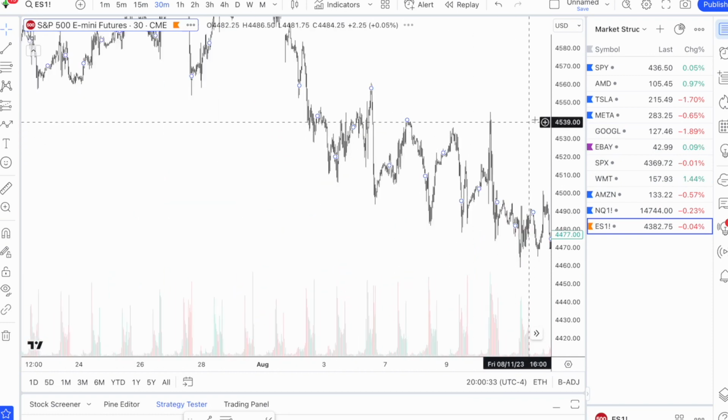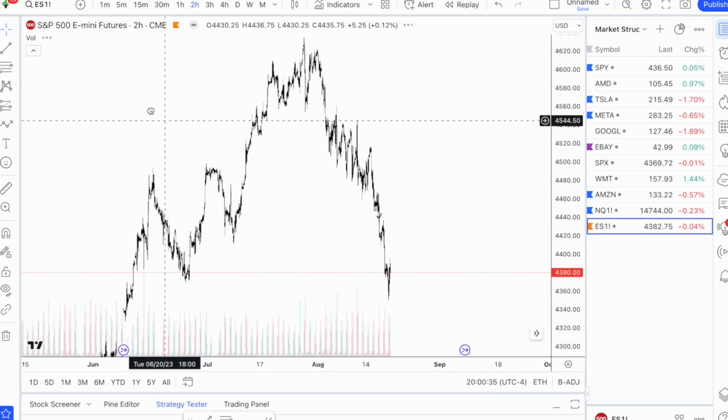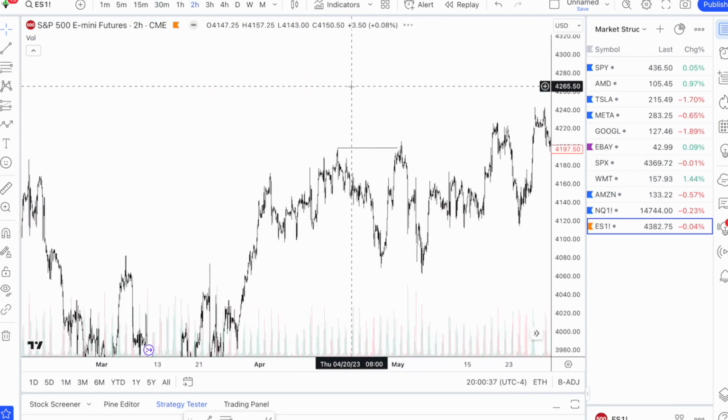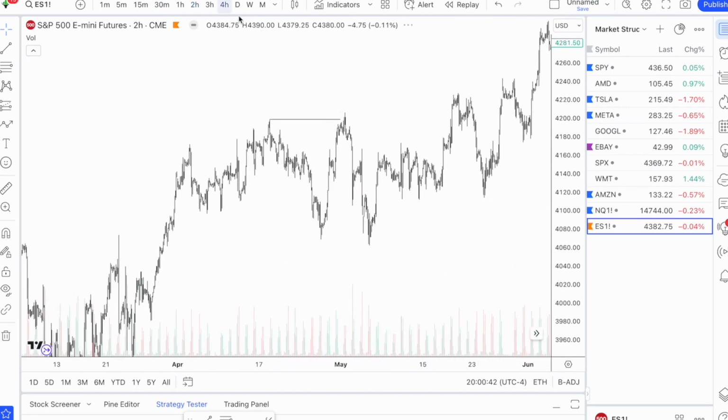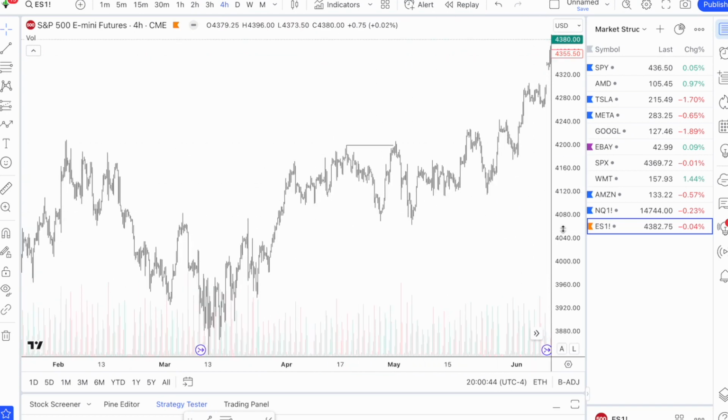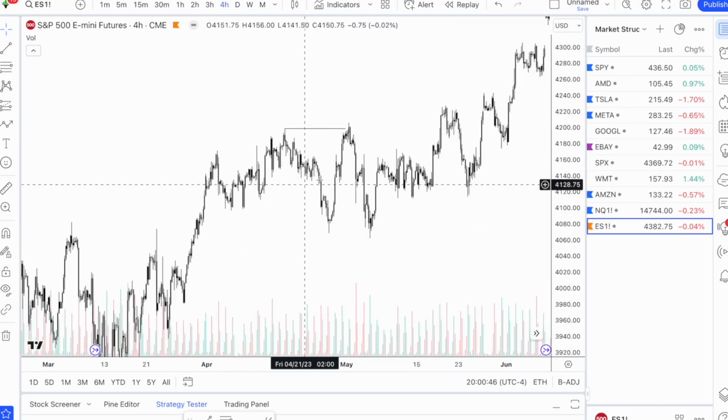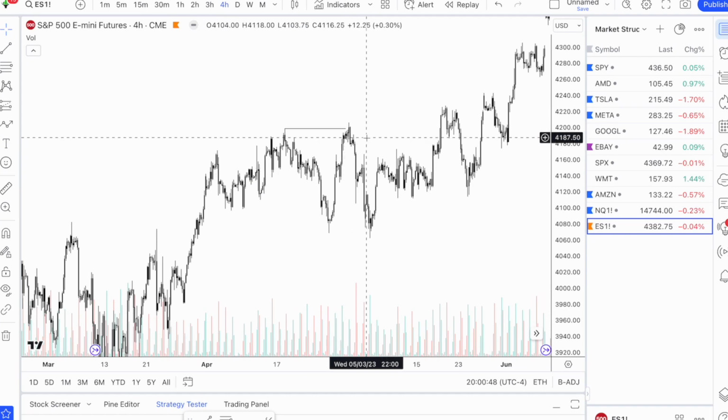Let me show you another example on ES. Let me zoom out a little bit for a higher time frame perspective here. This is that example I was showing you in the middle, right? Where it basically was saying, hey, price is going to look crazy. How do we know what the trend is? It's very consolidative. We're in a very up and down state. How do we know what's going on?